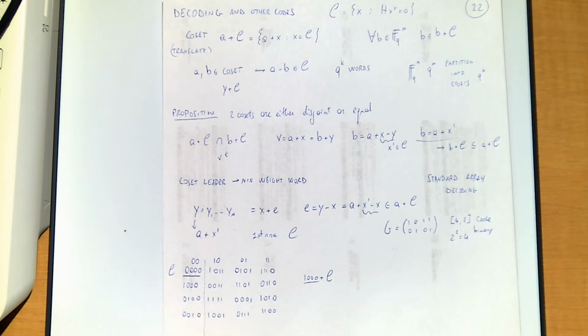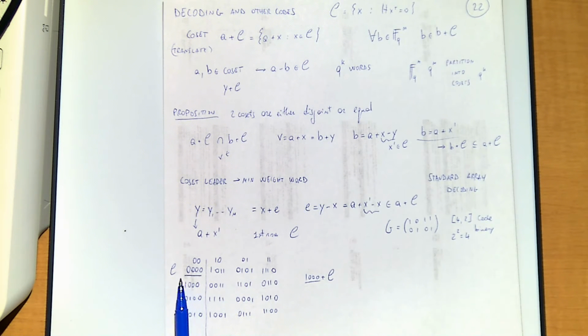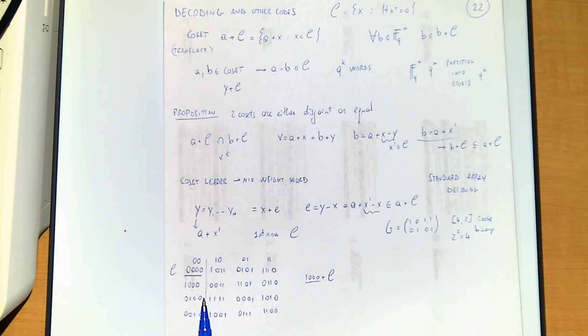Okay, so it's how I expect it to be because I have length 4, so 2 to the 4, 16 words in total in the space. 4 of them are my code, and then I have 3 cosets, okay, with 4 words each. Makes sense? So I partition the space very well, and I always have as coset leader the minimum weight word.